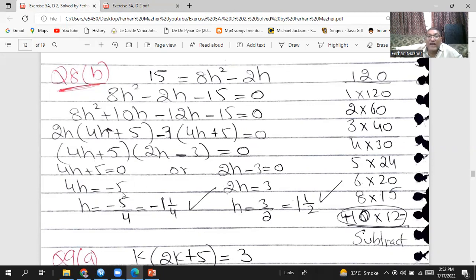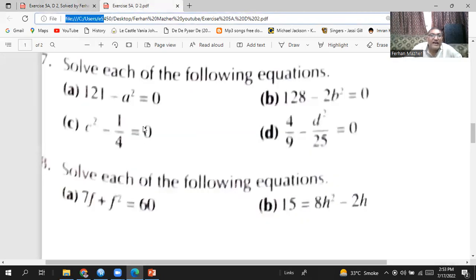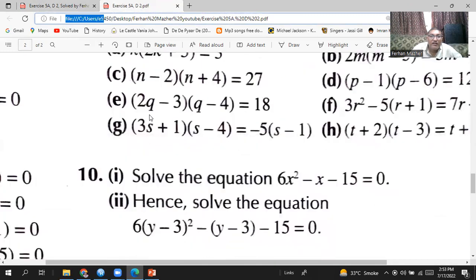So 4h plus 5 equals to 0. So 4h equals to minus 5. So h will be equals to minus 5 by 4. That will be equals to minus 1 whole 1 by 4. In the same way, the second bracket 2h minus 3 is equals to 0. So 2h is equals to plus 3. So h will be equals to 3 by 2 and that is 1 whole 1 by 2. So there are two solutions. One solution is minus 1 whole 1 by 4. The other solution is 1 whole 1 by 2. So this is how you will do question number 8, the B part.